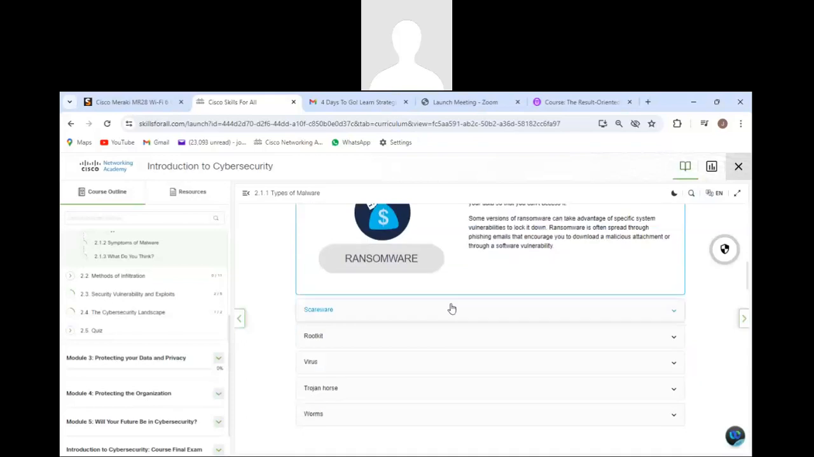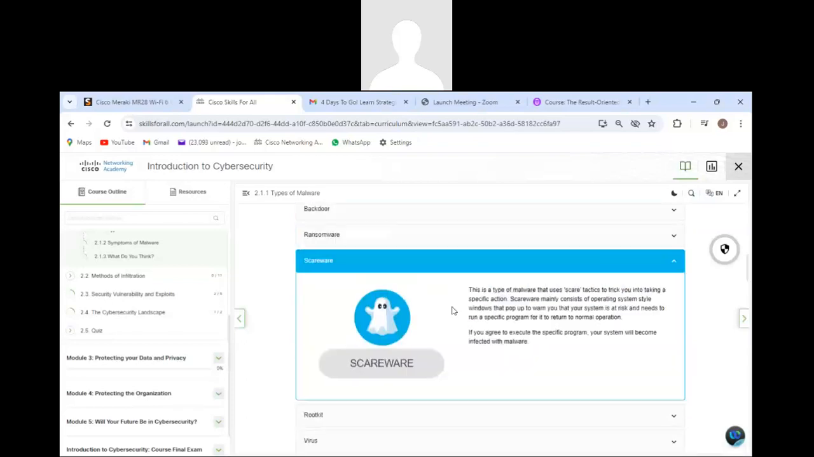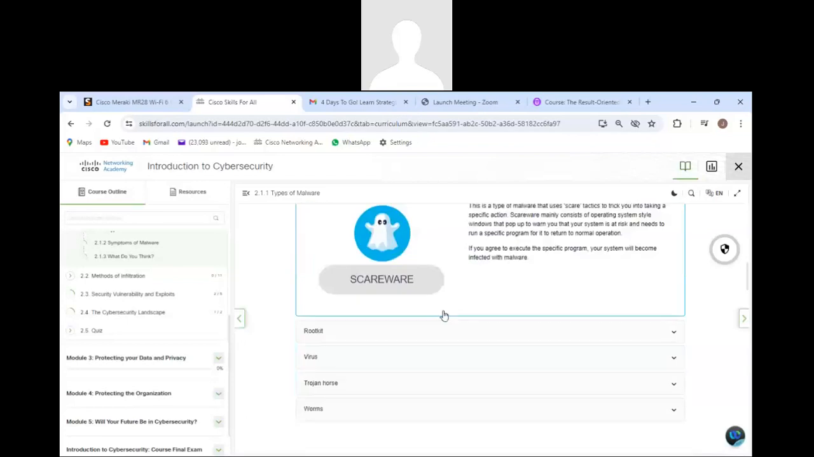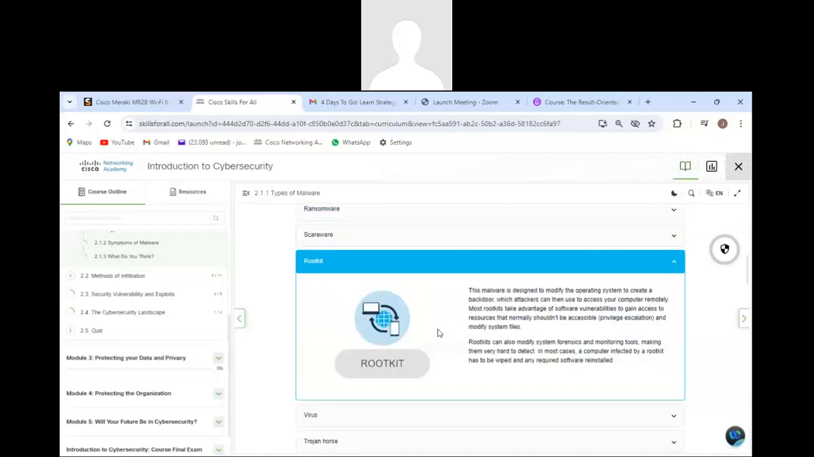And we have things like scareware. These are malicious software sent to us to scare us, to tell us that this has happened, or if you don't do this, this is what is going to happen to your system. Then we have rootkit. Rootkit works hand in hand with what we call backdoor. Rootkit is malicious software designed after we have designed our program to make our program work negatively.